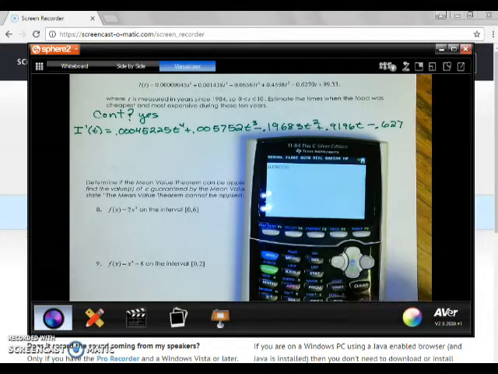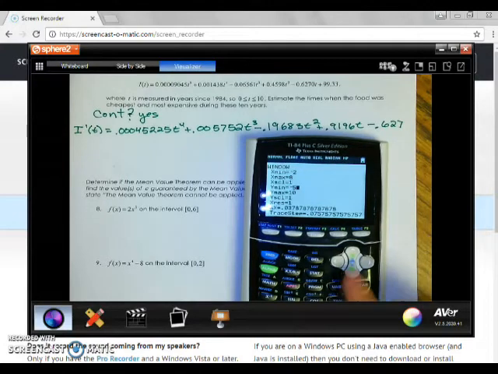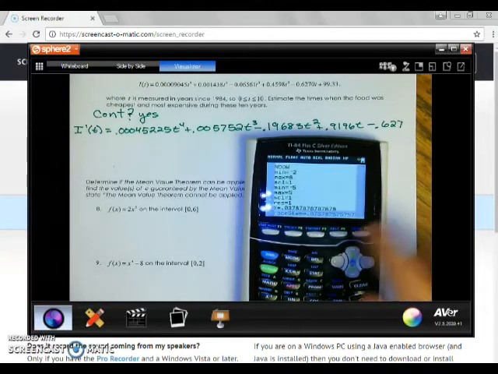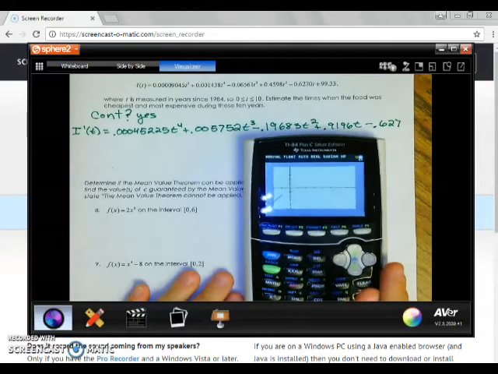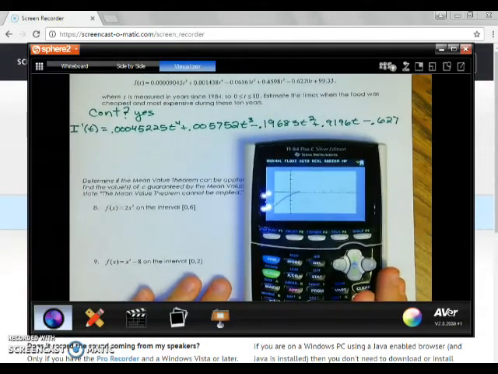So I might adjust my window just to see it better. I'll look at it from like -2 over to 8. And I really only care about -5 to 5. So I'm just going to do this so that it kind of zooms in. You don't even need to do this on your calculator, though. If you didn't want to adjust your window, that's fine. You can tell from this picture that it does cross the x-axis twice there.